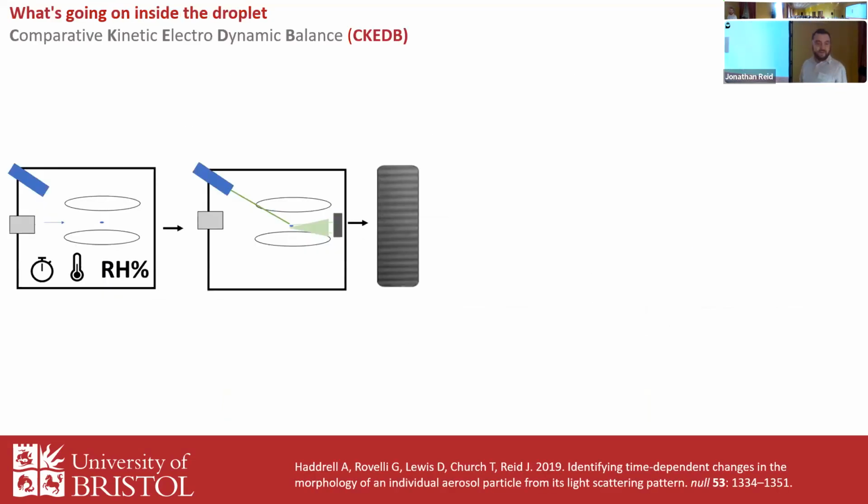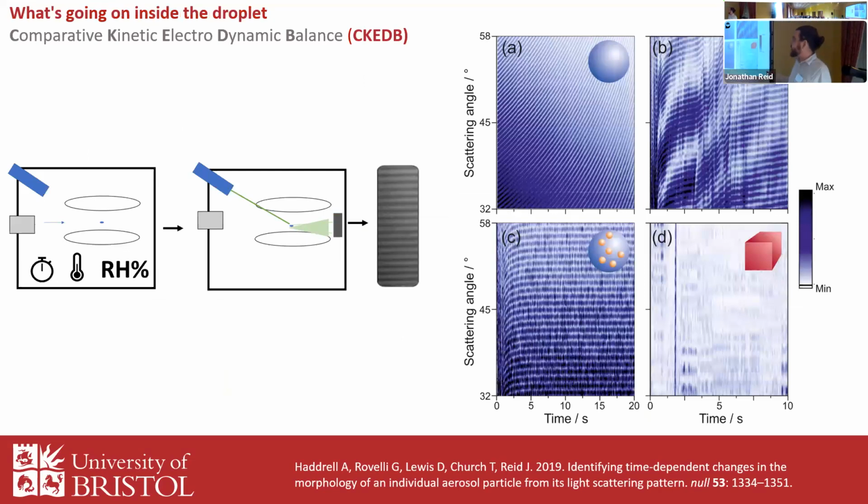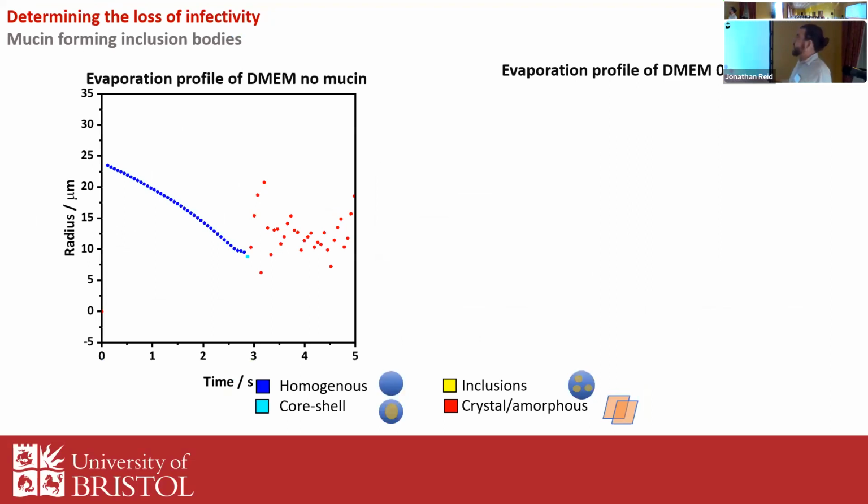So what's going on inside the droplet? We use similar technology, CKDB. We levitate just one droplet, shine a laser on it, and from the scattered light, we can determine the morphology and also the radius of the droplet. And we get an evaporation profile. So this is DMEM with no mucin. You see there's a homogeneous evaporation to the point of efflorescence where this particle is dried, and this scattered light is characteristic of a crystal or amorphous morphology.